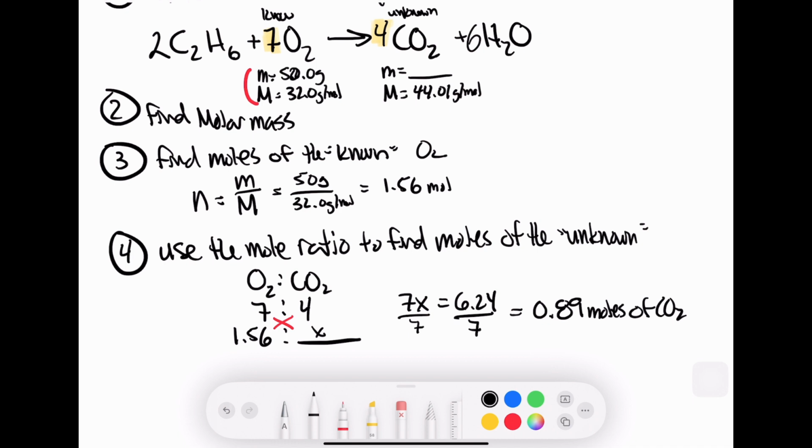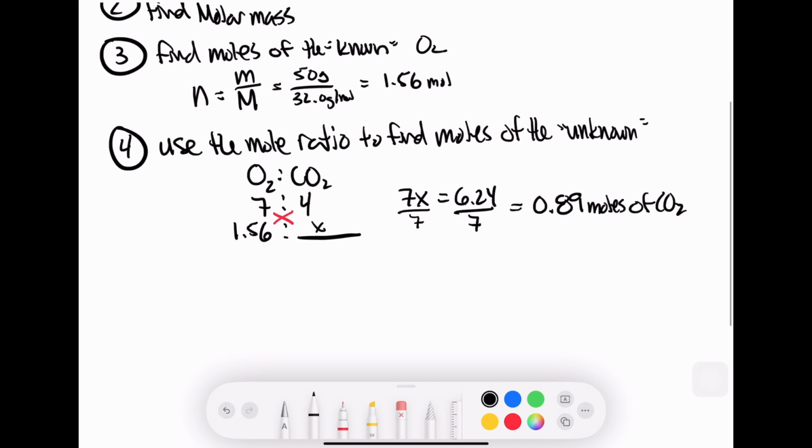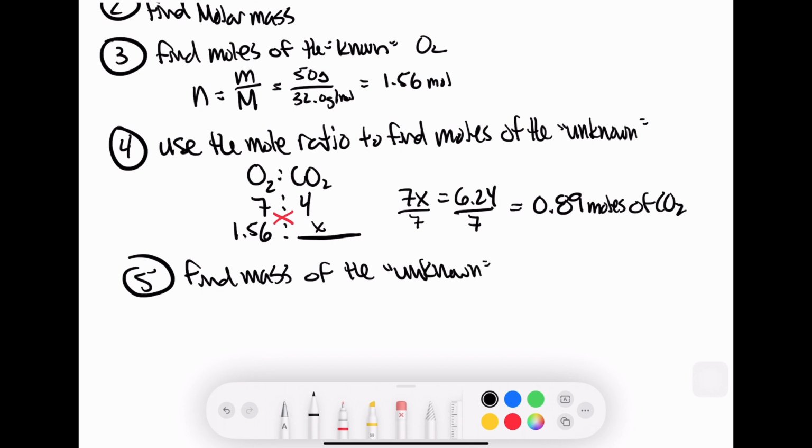That's the crucial step. Now, the last step is to use that along with the molar mass we found in step 2 to solve for the mass of the unknown. And in this case, that's CO2. And so we use this same equation, but we rearrange it so that we get mass is moles times molar mass.